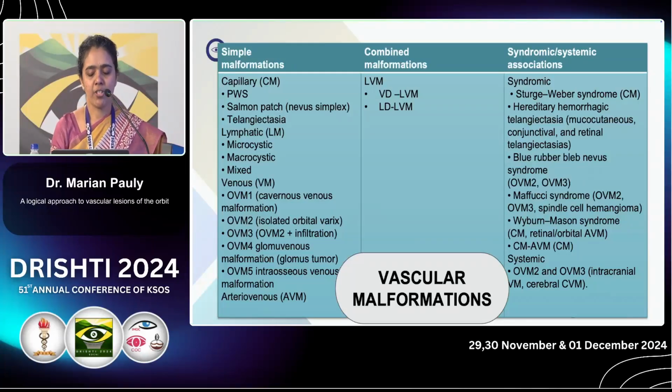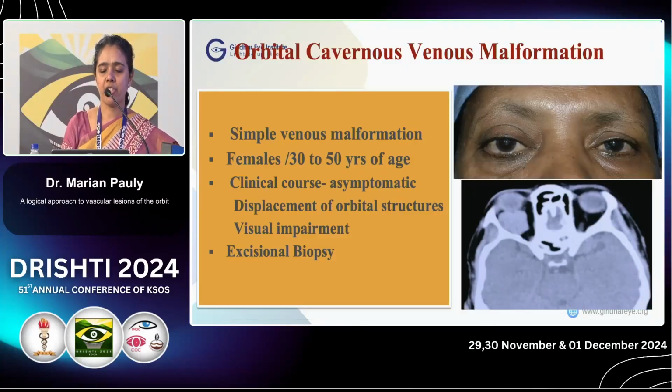Coming to the malformations, the most common vascular malformation which we come across is cavernous venous malformation. So we always called it cavernous hemangioma, but the new terminology is orbital cavernous venous malformation. It is a simple venous malformation seen in middle-aged, like 30 to 50 years. Here also the clinical course can be asymptomatic. So most of the time they don't come saying I have got a hemangioma.